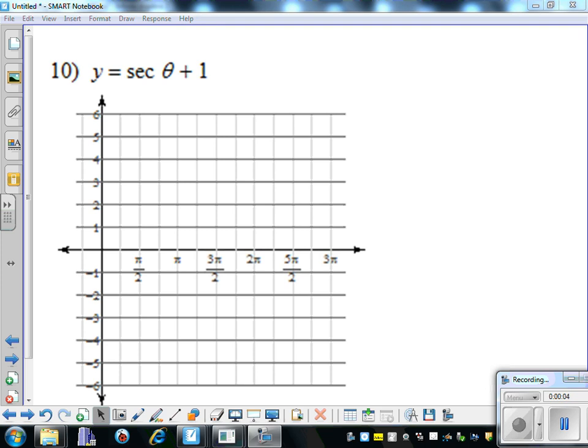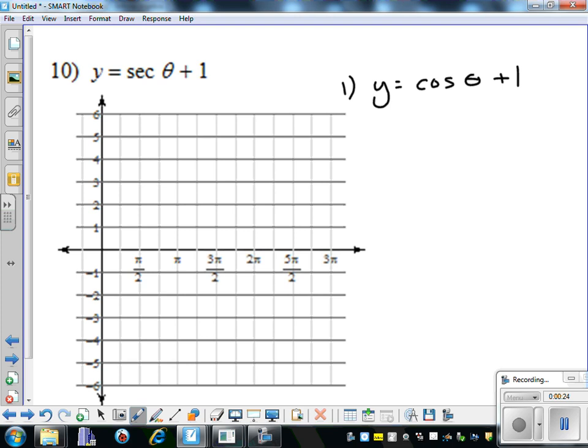All right, let's look at number 10 from your worksheet. Now, this is y equals secant theta plus 1. Now, remember, the secant theta is going to be cosine theta plus 1 is what we're going to graph first, and then we're going to take our max and min points and make our parabolas from there.